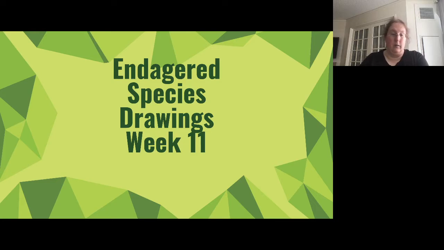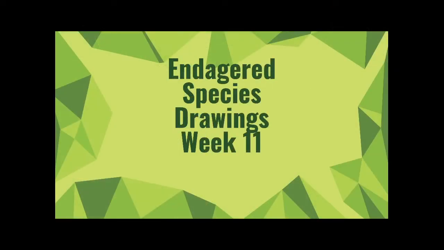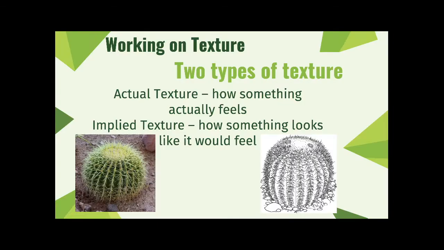So we are going to take a recap. Remember, we worked with texture. There are two types of texture in artwork. There's real texture, which is how something really feels, and then there's implied texture, which is how something looks like it would feel. That cactus would really hurt if you touched it, but if you touch a picture of a cactus, it's just going to feel smooth because it's a picture.